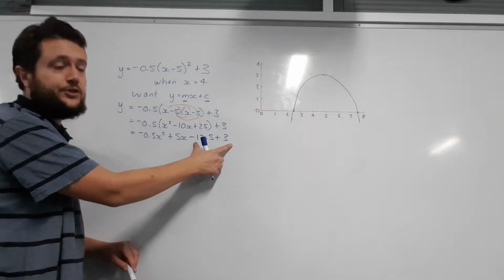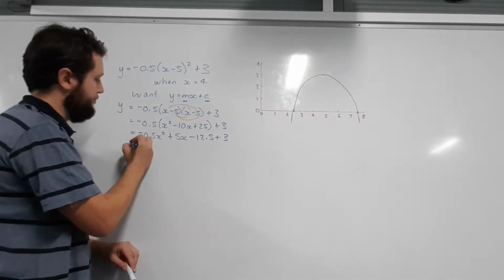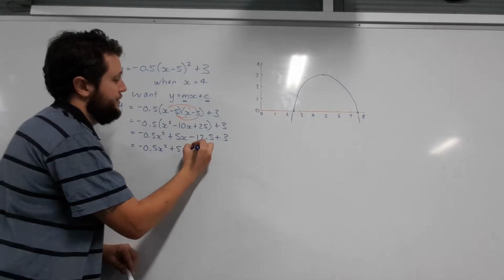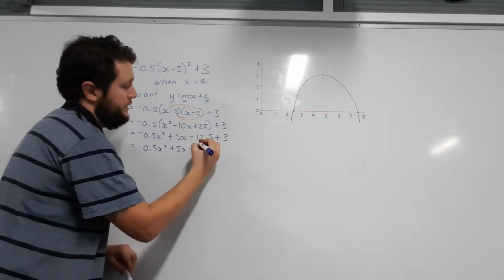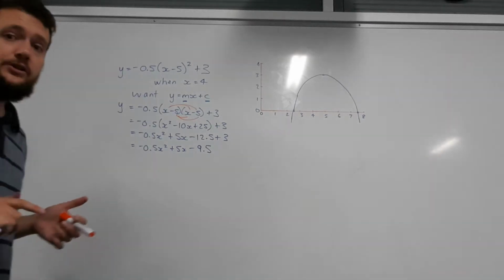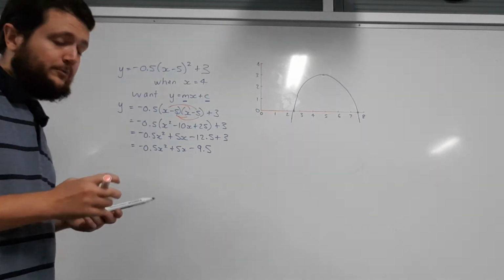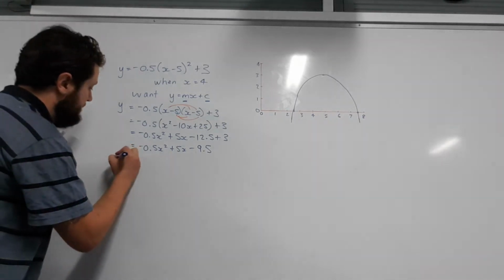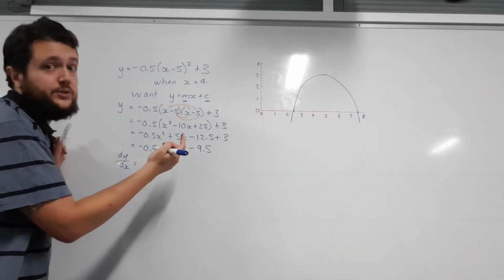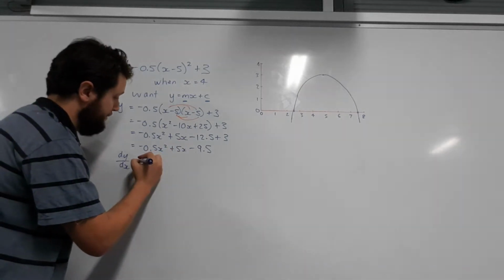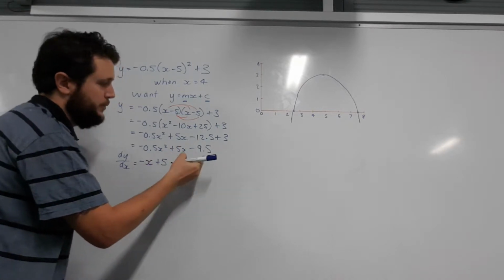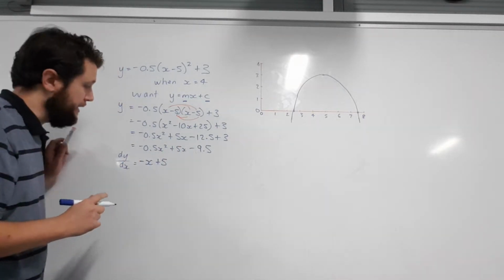I can then combine those two elements, negative 12.5 plus 3, plus 5x, take, what's that going to be? Take 9.5. That is a lot easier to differentiate than what we had before. So if I do dy/dx now, 2 comes out the front, 2 times a half, it's going to be 1. I'll be left with just negative x there, plus 5. And of course we lose the constant when we differentiate.